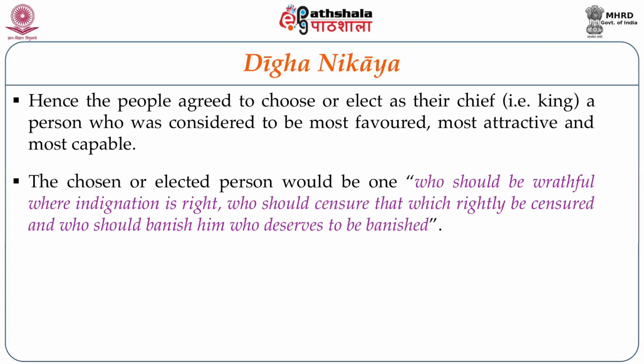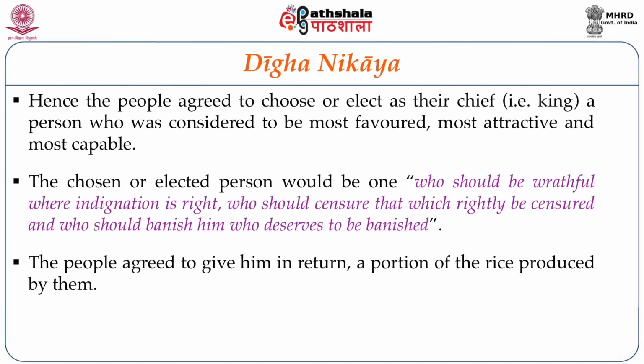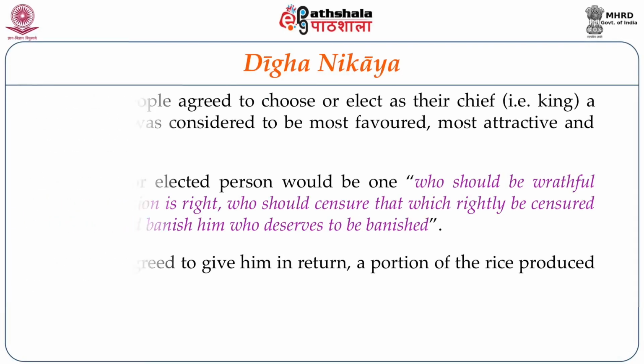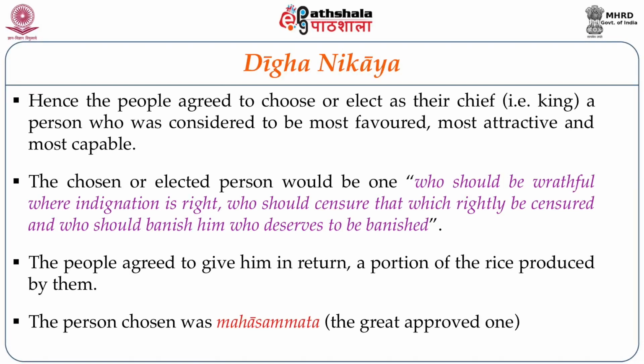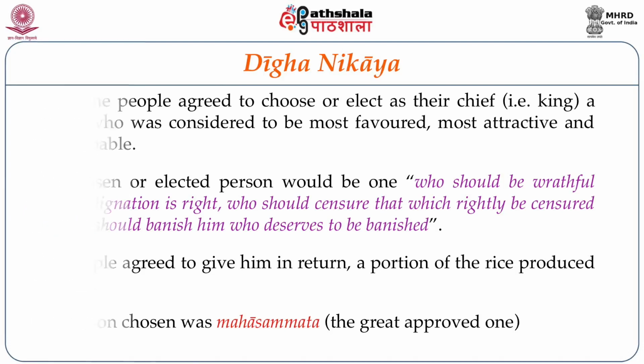The chosen or elected person would be one who, I quote, should be wrathful where indignation is right, who should censure that which rightly be censured, and who should banish him who deserves to be banished, unquote. Now the people agreed to give him in return a portion of the rice produced by them. So this was a kind of a beginning of a taxation. That was a tribute, a voluntary tribute, and it was said that the person who would be chosen will be known as the Mahasammata, that is the great approved one.